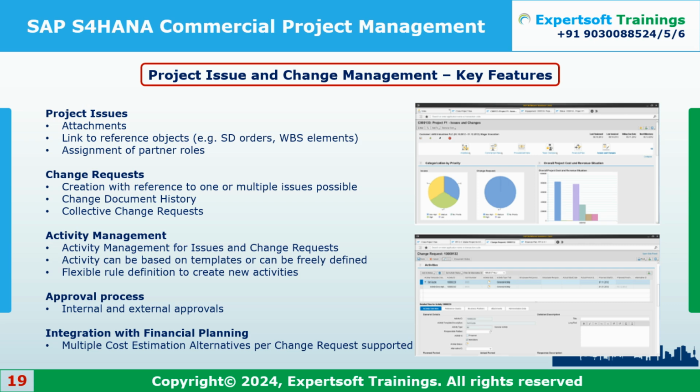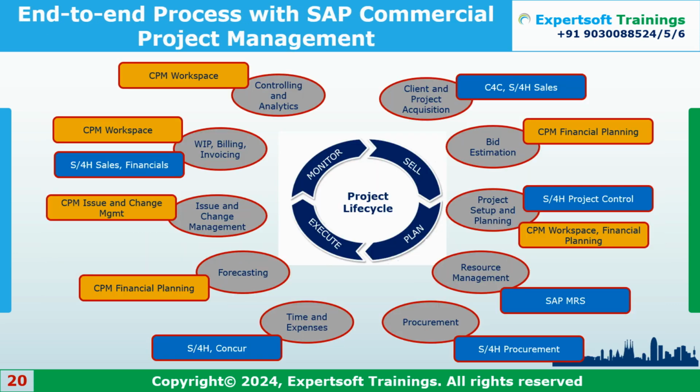Then this is an end-to-end typical project management cycle. First you do the planning, then executing, monitoring, and scaling the projects. Here are some of the setups where you can use this. If it is bid estimations, you can do the CPM financial planning. If it is in project setups of any kind, you use the CPM workspace along with the financial planning, which is nothing but your reporting point of view. Further, if you want to do some forecasting, you can do this with CPM financial planning.